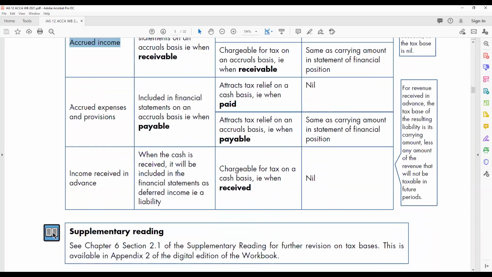And for accrued expenses and provisions, accrued expenses mean wage payable, right? Excuse me, sir. Yeah, please. Any questions?